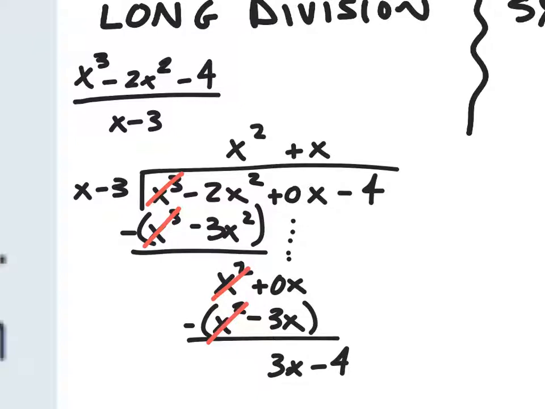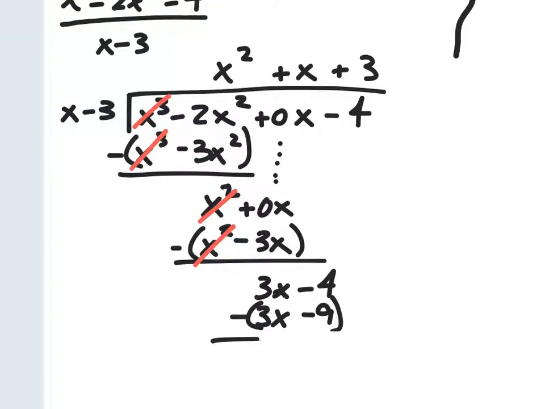All right, so now I ask the question, x times what gives me 3x? And that's going to give me a positive 3. So I'm going to put a plus 3 here. And so 3 times x minus 3 is going to be 3x minus 9. If I subtract that quantity, then I get down to this point here: 3x minus 3x is going to cancel out. And then I've got negative 4 minus a negative 9, which is really negative 4 plus 9. So that's going to give me a positive 5.